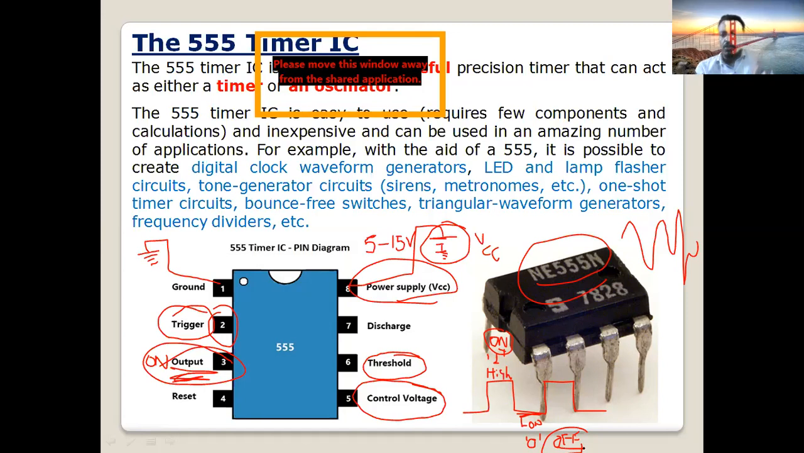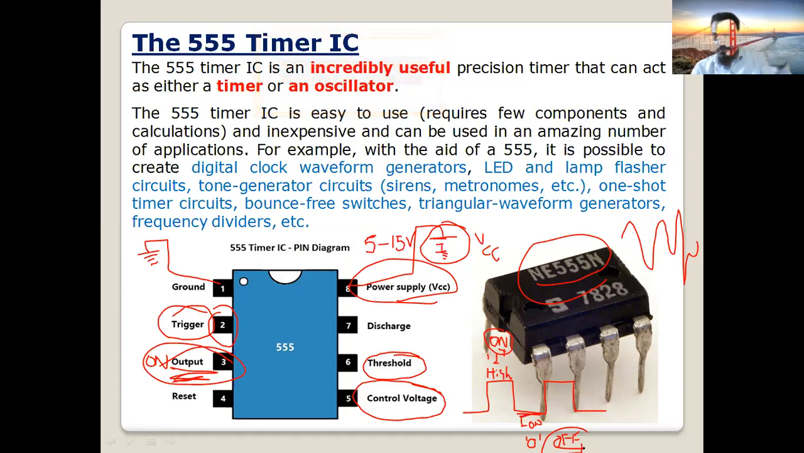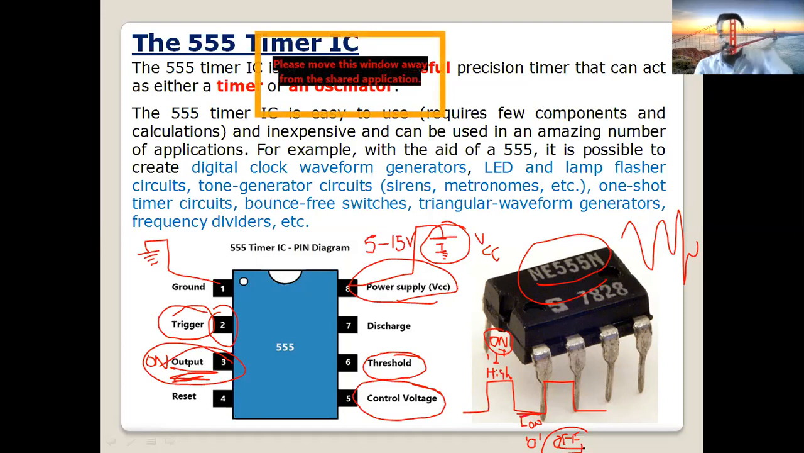So the output of a 555 timer can be high or low, no other states, two states. Why, how does this output become high and low? Based on our inputs. Which are the inputs? Trigger, pin number 2, threshold, pin number 6, control voltage, pin number 5. Based on your input, the output can be high or low. That's a 555 timer. I will show you how the 555 timer works internally. I will explain the block diagram. But before that, let me show you one example.